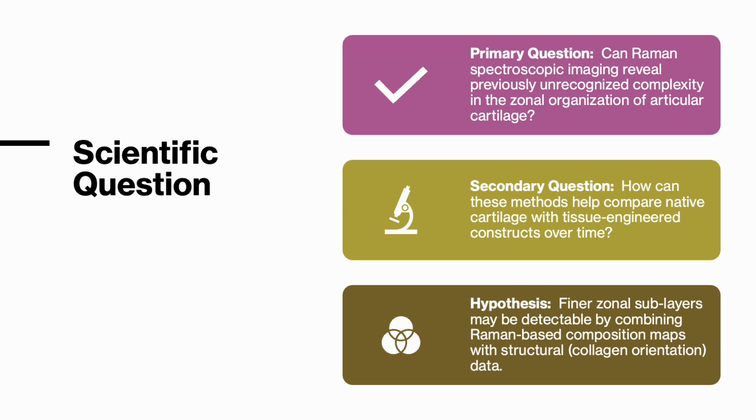They also wondered if these data, when subjected to multivariate analyses, such as k-means clustering, could uncover multiple sublayers within what we typically call the superficial, middle, and deep zones. Furthermore, the authors wanted to find out whether these refined insights might be applied to engineered cartilage by comparing how its composition evolves over time relative to that of mature native tissue.